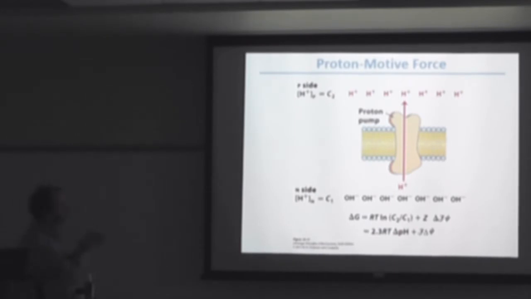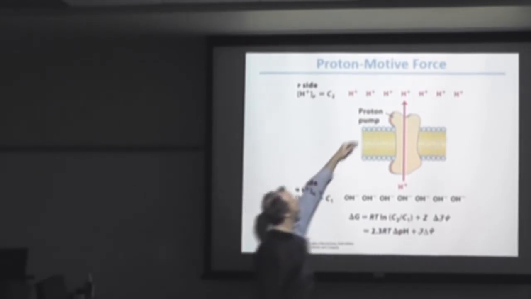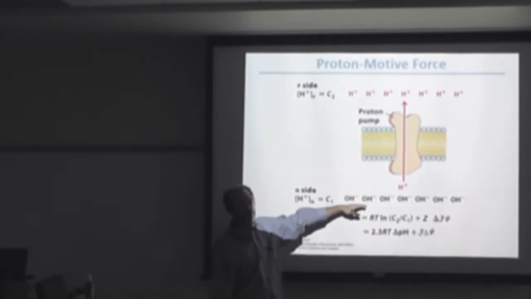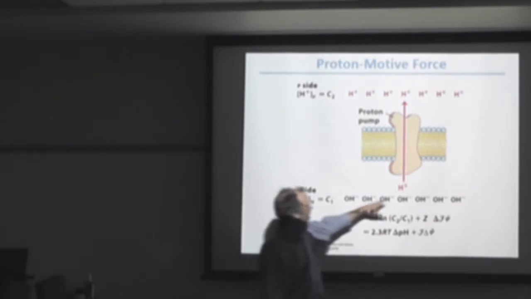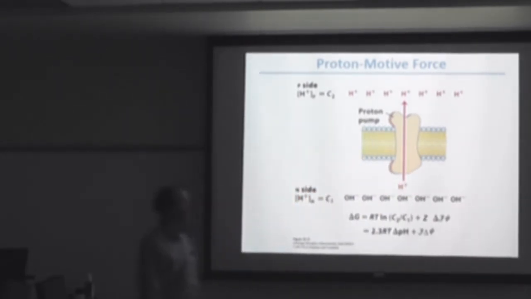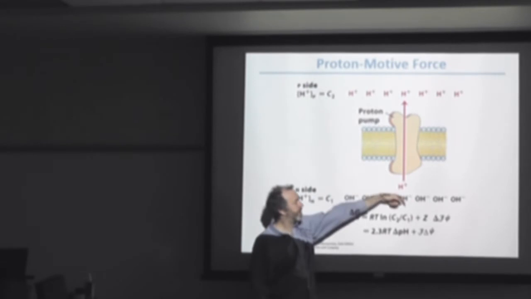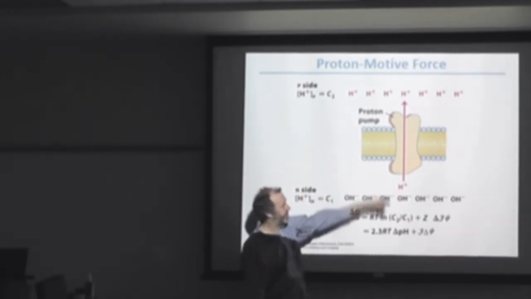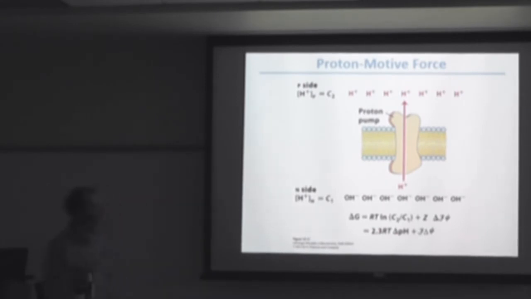So that has this net effect of producing lots of protons in the intermembrane space, and then you have a lot of hydroxide, or fewer protons. A lot of negative charge on the inside, positive charge on the outside. It really strengthens that electrochemical gradient. Protons want to flow down their electrochemical gradient, not just because of their concentration, but because of the charge difference across that membrane.